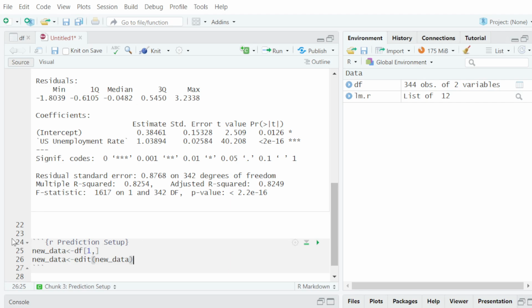All right, so that's what we're going to do. First it creates new_data based on the old data frame, so that we get the right variables. And then I'm going to edit that new data, which allows me to type in the x's that I want to make predictions for.